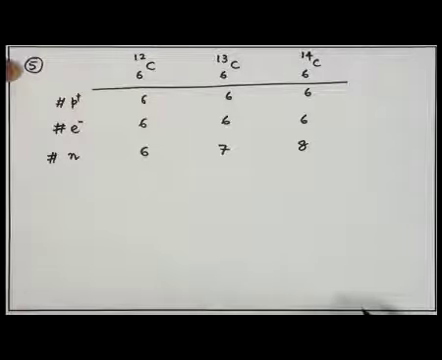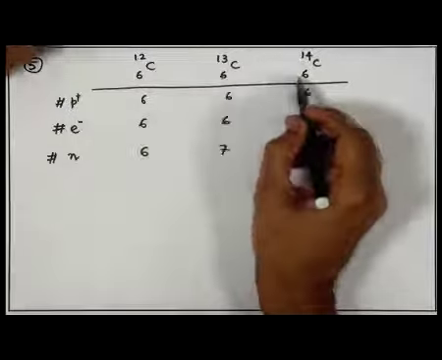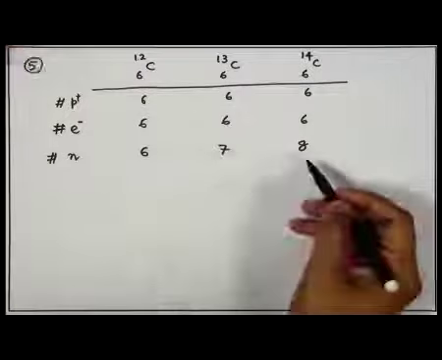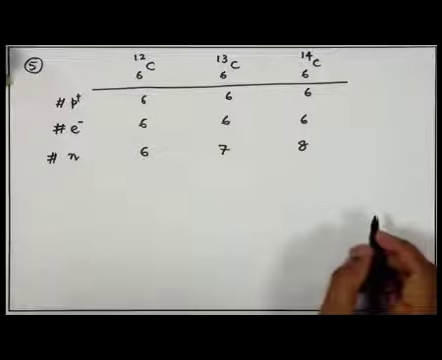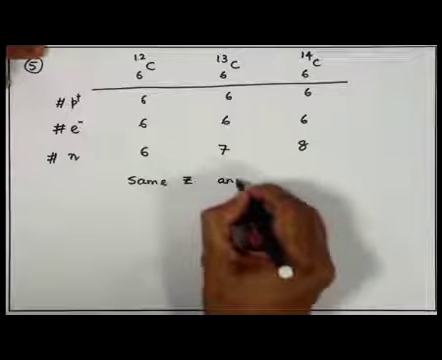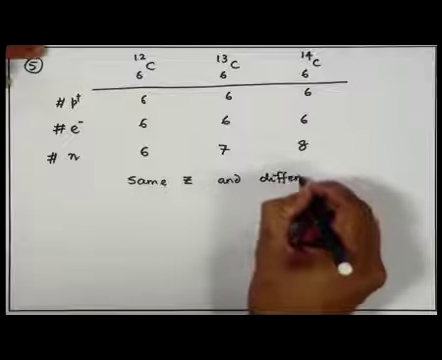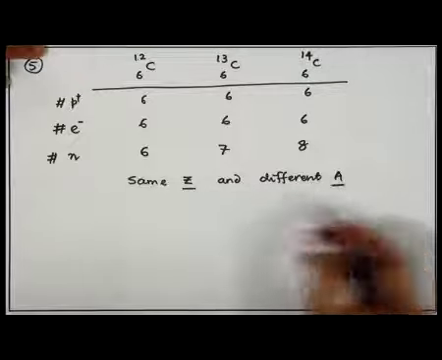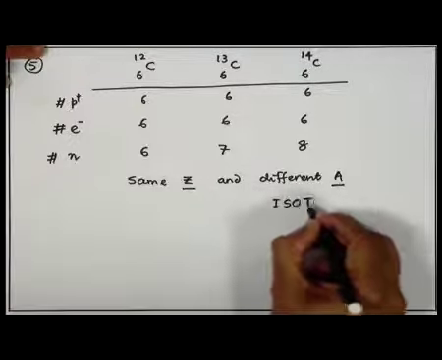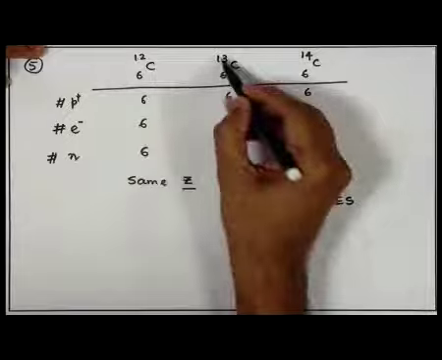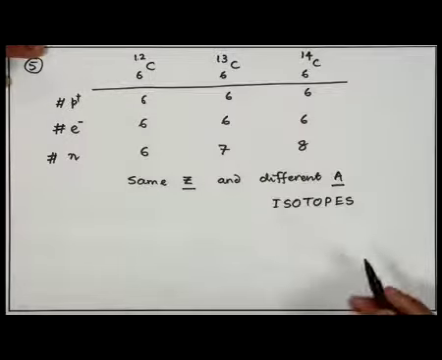Now, what we see here is that there are 3 different species. They have the same value of Z, they have different values of A, and that is happening because they have different numbers of neutrons. When 2 or more elements have the same Z and different A, that means the same atomic number, different mass number, we call them isotopes. So, carbon 12, carbon 13, carbon 14, they are 3 different isotopes of carbon.